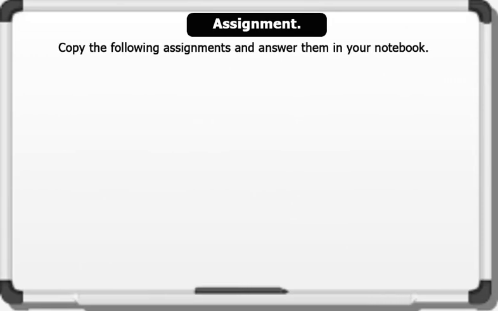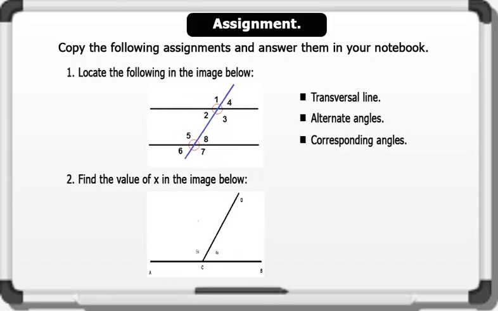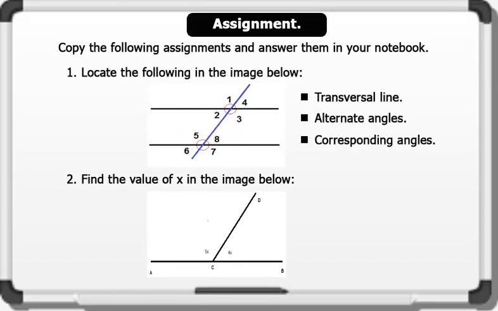Assignment. Pause the video, copy the following assignments, and write the answers in your notebook.